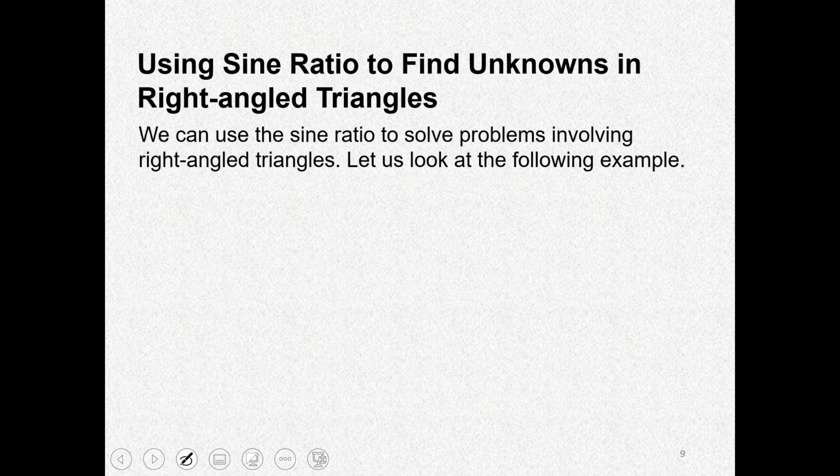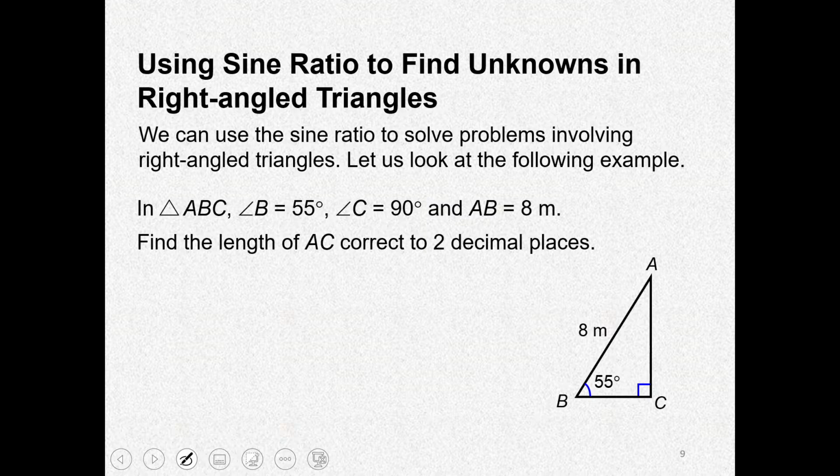So next, we are going to make use of our calculator to find out the unknown lengths. And so let's look at this example. We have 55 degrees in the triangle. And then I want to find out AC. AC is this one. So can you tell me what is the relationship of AC and 55 degrees?